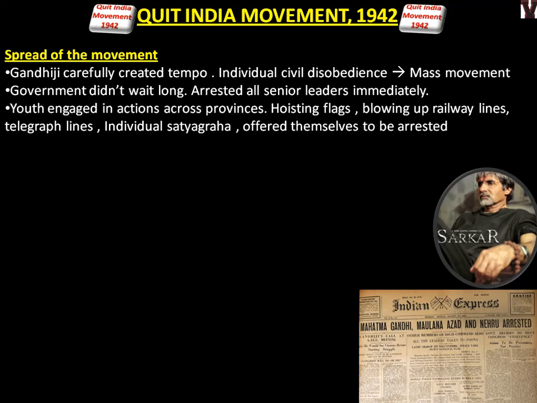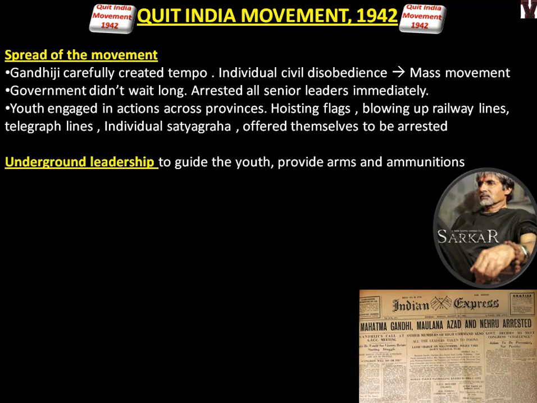But what did the youth do? The youth engaged in actions across provinces, hoisting flags, blowing up railway lines and telegraph lines. Individual Satyagrahis offered themselves to be arrested. So they were in full-fledged action against the British across India in every geographical region. And there was also underground leadership, and I am going to tell a few important names, important for prelims, to guide the youth and provide arms and ammunition. So there were secret underground groups which would not come out in the open, and they were storing the arms and ammunition and all the funds required for the youth to participate.